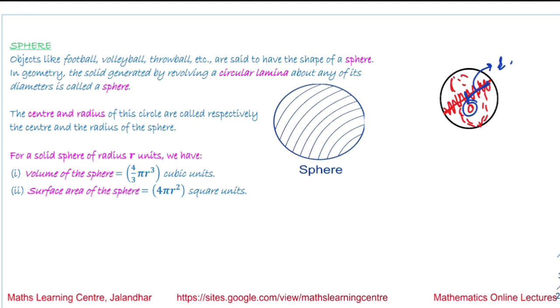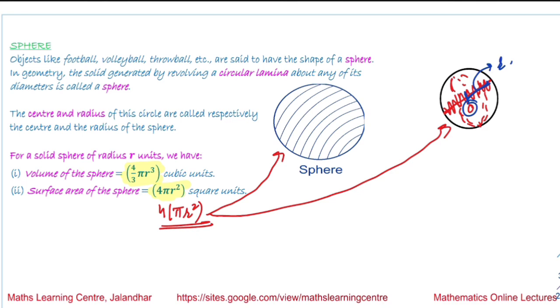If we talk about the volume and surface area, these are the formulas that you have to remember. The volume of the sphere is 4 by 3 pi r cube and the surface area of the sphere is 4 pi r square. 4 pi r square means 4 times pi r square. So the surface area of the sphere is equal to 4 times the area of the circle from which it is generated. So these two formulas you have to remember: the volume is 4 by 3 pi r cube and the surface area is 4 pi r square.